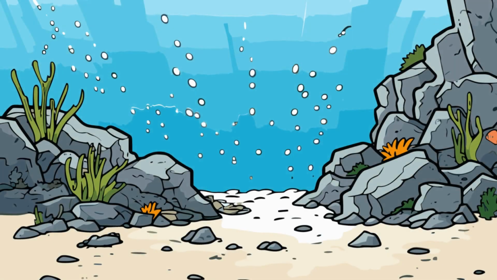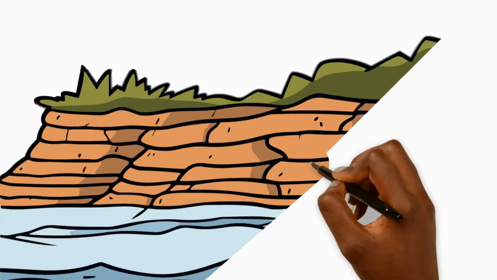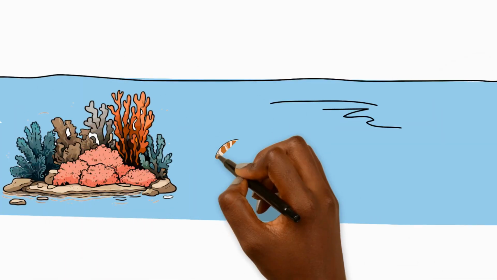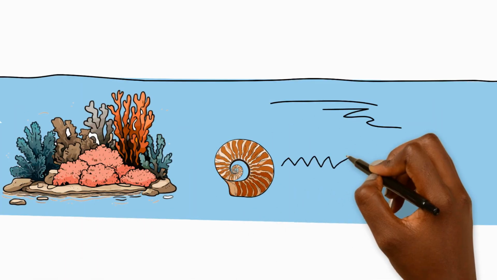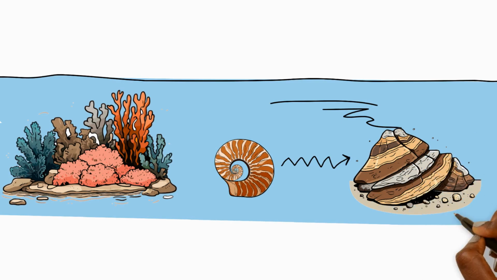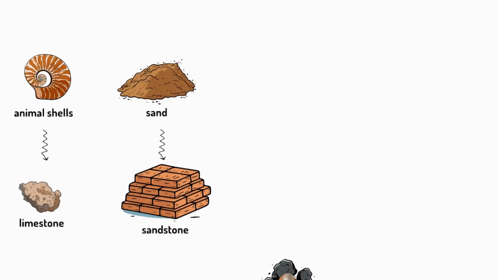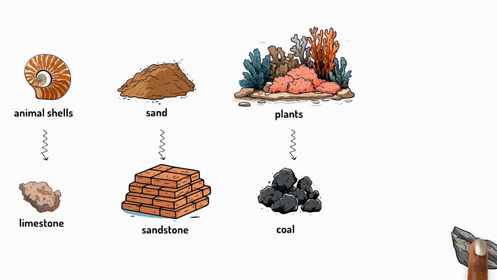Over millions of years, they press together, hardening and forming layered sedimentary rocks. Rarely, underwater plants and animals can get trapped in between the layers of sediment, and they eventually turn into fossils. Different sediments make different rocks. Limestone from animal shells, sandstone from sand, coal from plants, and shale from clay.